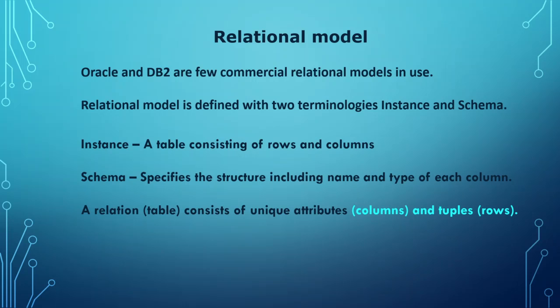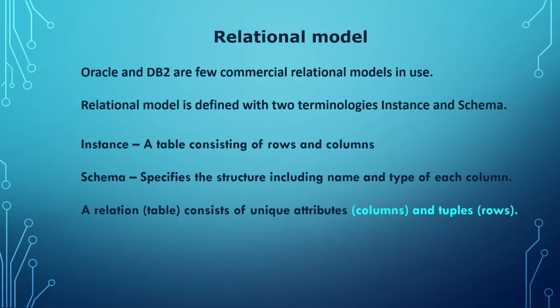Schema. In the previous model also we came across schema. Schema is nothing but the structure of the database model. Here it specifies the name and type of each column. So a relation consists of unique attributes and tuples. Relation is nothing but the table, attribute is the column, and tuples are the rows.